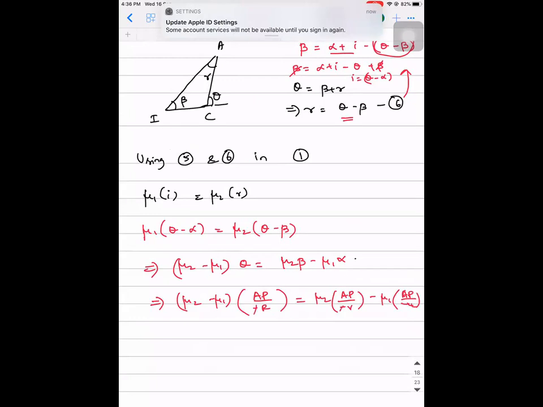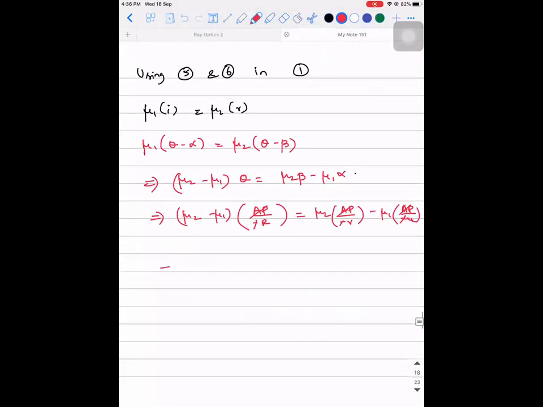Okay, minus gets cancelled. AP is gone. So what are you left with? Mu2 minus mu1 divided by R is equal to mu2 by V minus mu1 by U. This is the required expression. So this is the required expression that you need to remember.